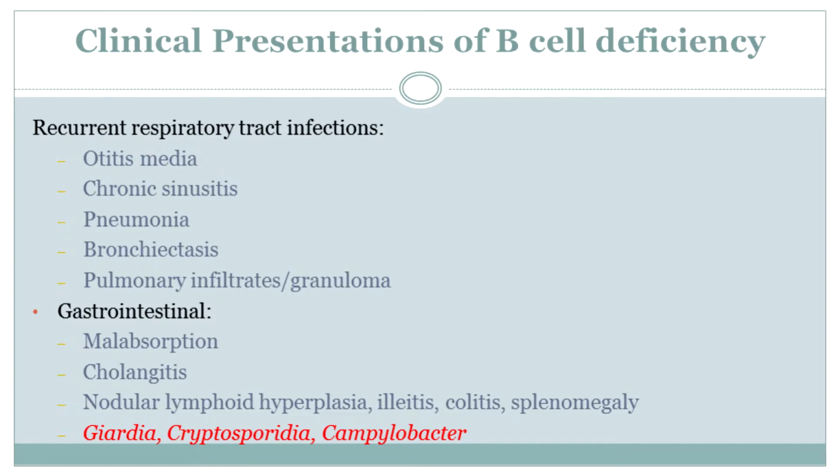They also often have GI manifestations, including malabsorption, ileitis, colitis. Many patients will wander from doctor to doctor with complaints of chronic diarrhea. When the stool is cultured, it will classically be positive for Giardia, Cryptosporidia, or Campylobacter. Please think immune deficiency when you see these patients.